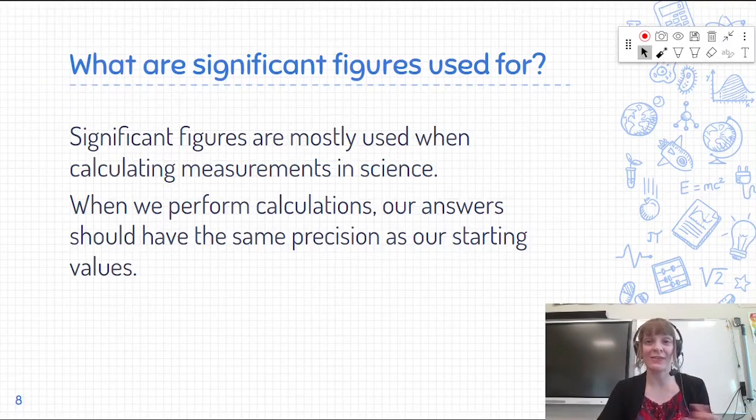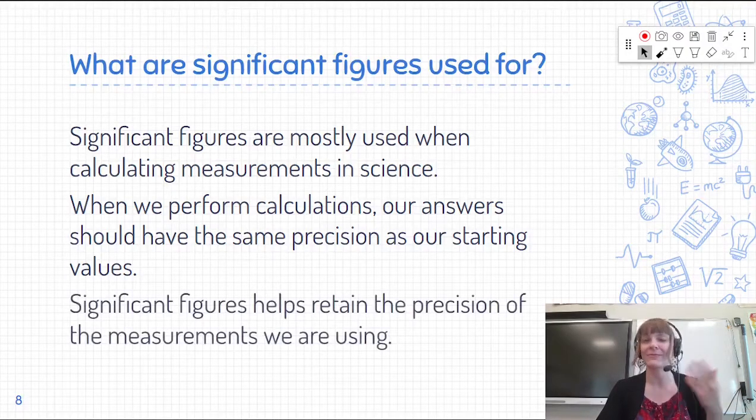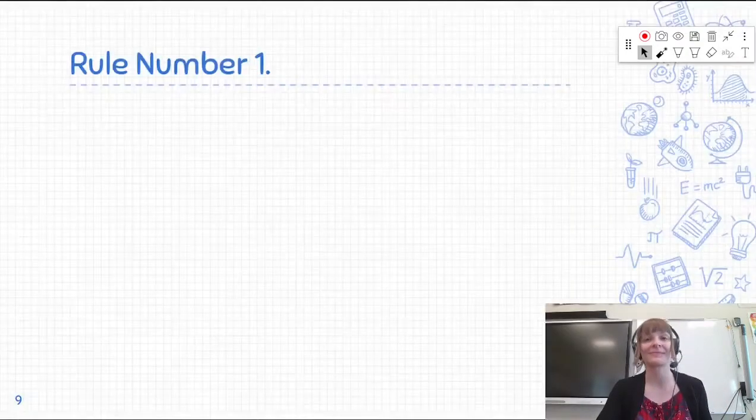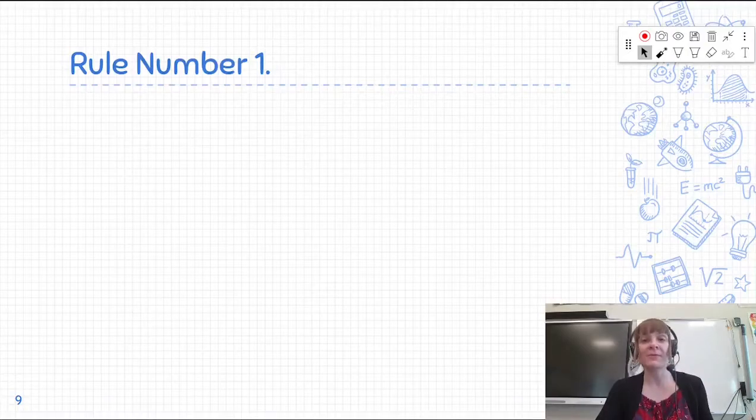We talked about accuracy and precision. Now when we're doing calculations, we want to maintain the same precision and accuracy as our starting values, and that's where sig figs come in. Significant figures, also called sig figs, help retain the precision of the measurements that we are using in the lab or elsewhere. So there are a couple of rules to go by.